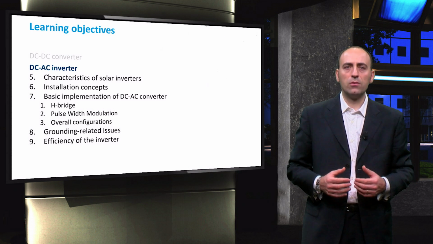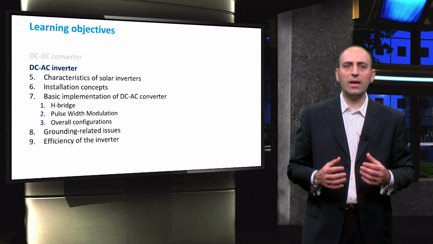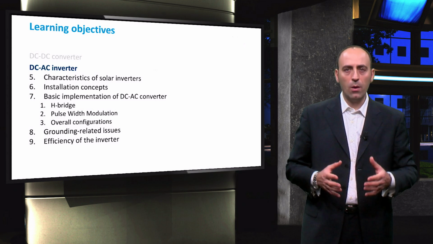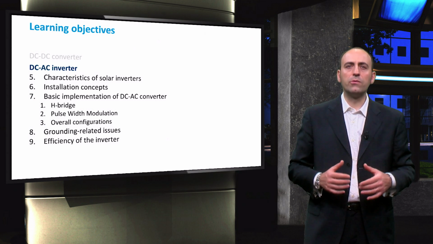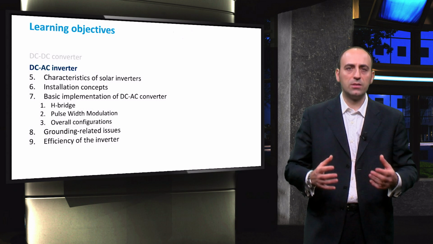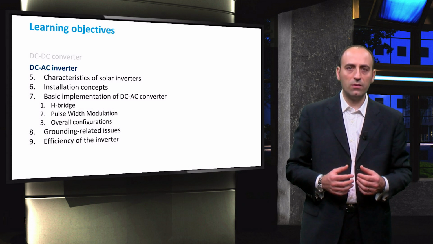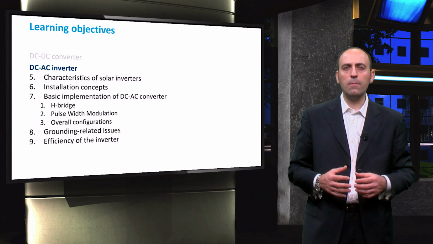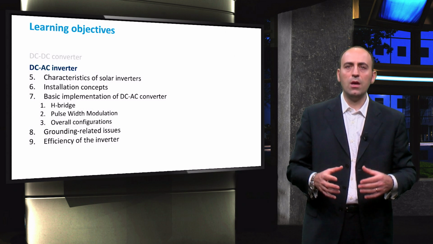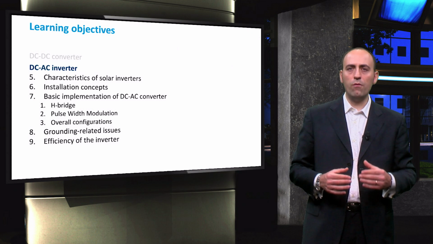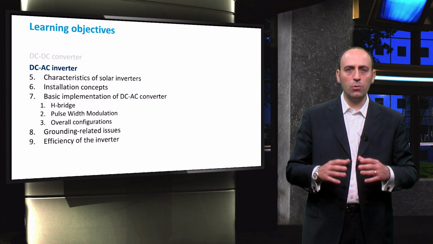Then, in the lecture about the overall configurations, we ideally open an inverter and we see what are the different parts involved. In another video, grounding-related issues which can arise when connecting the PV modules to the inverter are treated. Finally, we conclude this series of videos discussing the efficiency of the inverter in order to be able to calculate the overall energy yield of a PV system throughout the entire year.